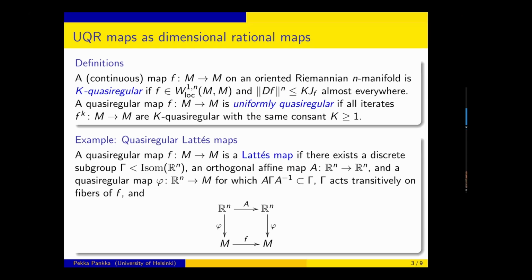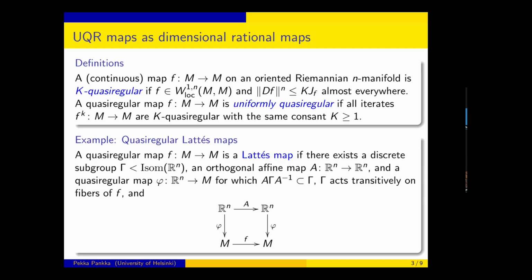Okay, but that's the general background, and what we are considering here is the quasi-regular lattice maps, and these are really the same lattice maps that you see in 2 dimensions.